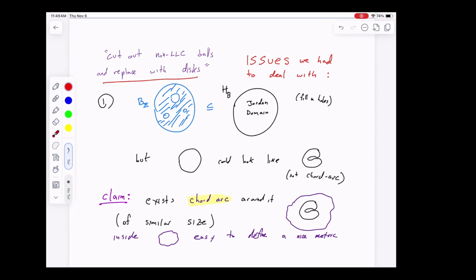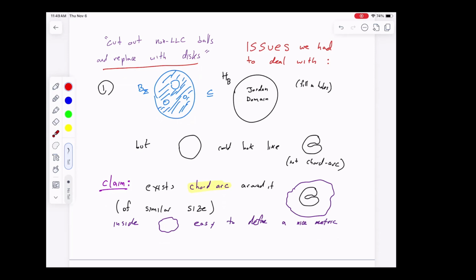The issue is that the ball could have a boundary that does not look very round. It could be really not chord arc. And if I'm going to sew a disk into something like this and hope to get something nice, I don't know how to do that. So I first want to say, without loss of generality, there's a nearby bounding chord arc curve. And that's one claim that one has to prove.